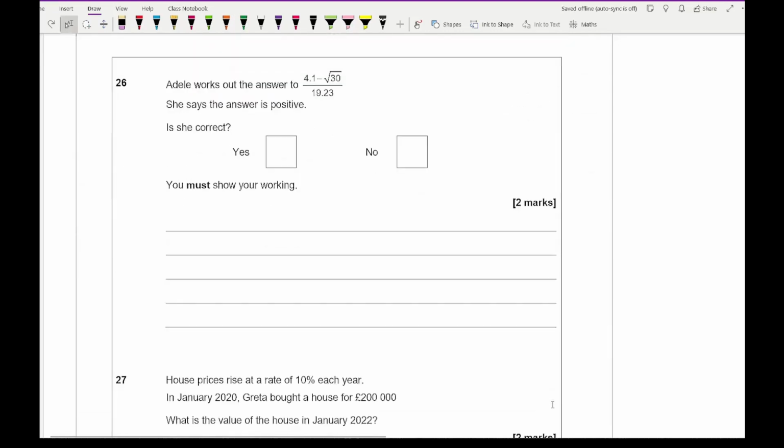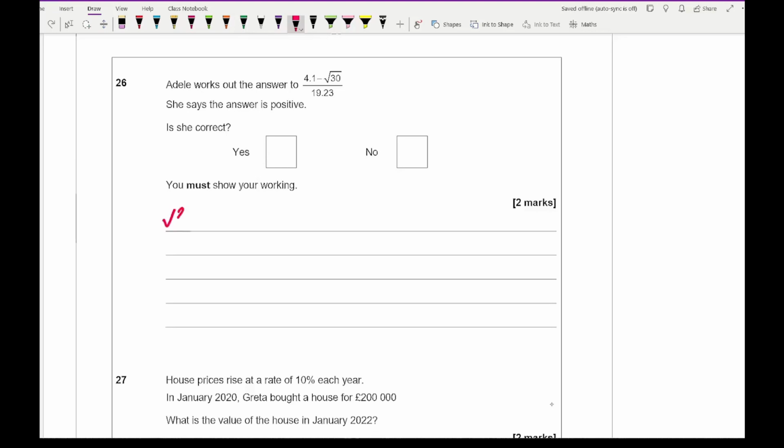Then moving on to question 26, it says Adele works out the answer to 4.1 take away root 30, all over 19.23. She says that the answer is positive. Is she correct? Well, in order for it to be correct, the numerator, because the denominator is just a single number, needs to be a positive number.